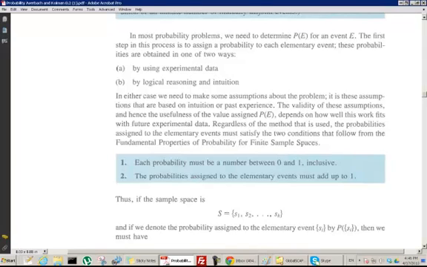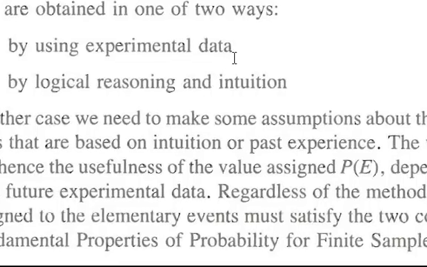The first step in this process is to assign a probability to each elementary event. These probabilities are obtained in one of two ways. So the way we're going to proceed with assigning probabilities to an event is first to work on assigning probabilities to the elementary events. These are the elementary points. Okay, so there are two ways to do it. One is by using experimental data.